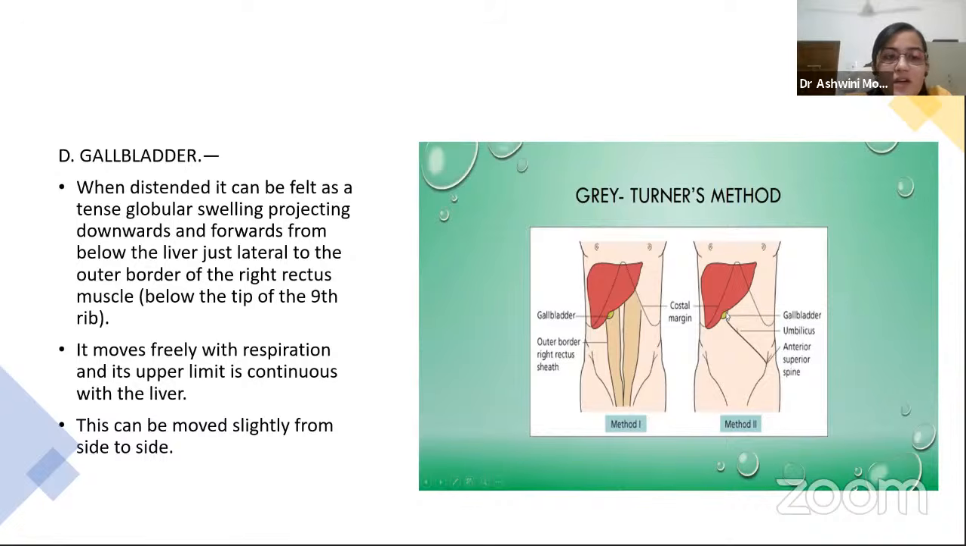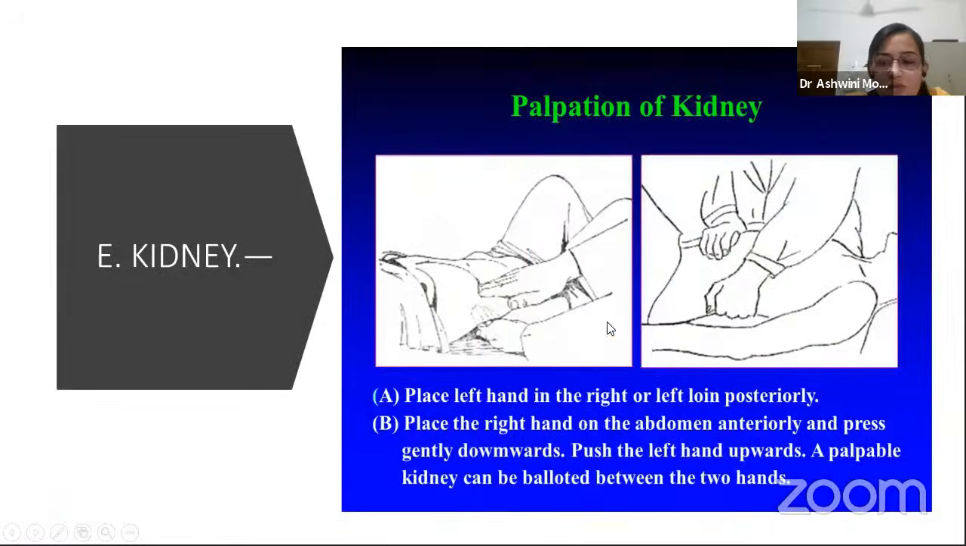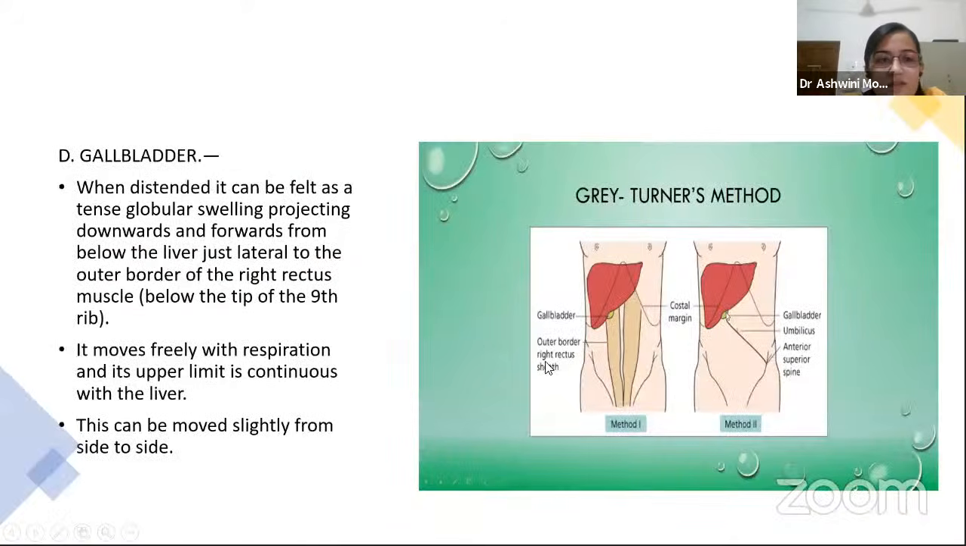Its upper limit is continuous with the liver. We can palpate the lower border, but we can't palpate the upper border. It is a continuation of the liver. This can be moved slightly from side to side. We can move it side to side, but not upwards and downwards. So this is the first method, as we have seen in Moynihan's maneuver of gallbladder palpation.